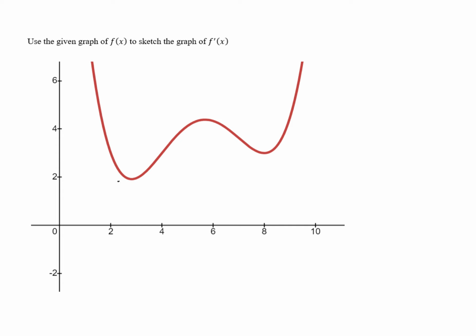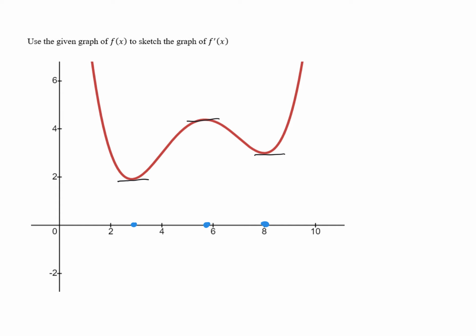Now, if we look, there are 3 places where we've got horizontal tangent lines. I'm not drawing those perfectly, but you get the idea. And so at those 3 points, our derivative is going to be equal to 0. So while we're plotting the points for our derivative, we can plot zeros at those 3 points.